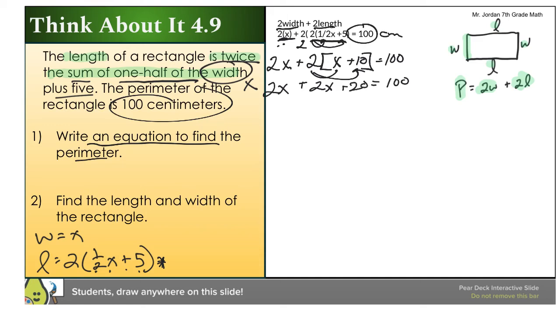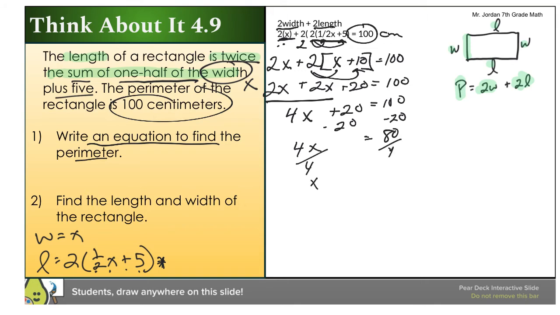And this equals 100. Now I combine like terms, 2x and 2x. So I have 4x plus 20 equals 100. Now I use the inverse, subtract 20 on this side, subtract 20 on this side. So I have 4x is equal to 80. I divide both sides by 4, and I will have x is equal to 20. 80 divided by 4 is 20. And the 4's cross off, so I'm just left with x.